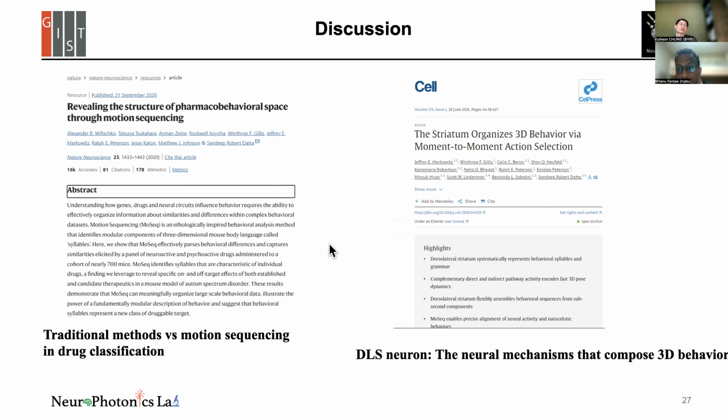These motion sequence methods classify drugs based on distinct behaviors, versus traditional methods. I thought your work is mainly based on motion sequence. Yeah, motion. Then that's the most important literature because that's a breakthrough technology. This is 3D behavior, another one. This one I would like to connect how the 3D behaviors can connect to the neuronal level.